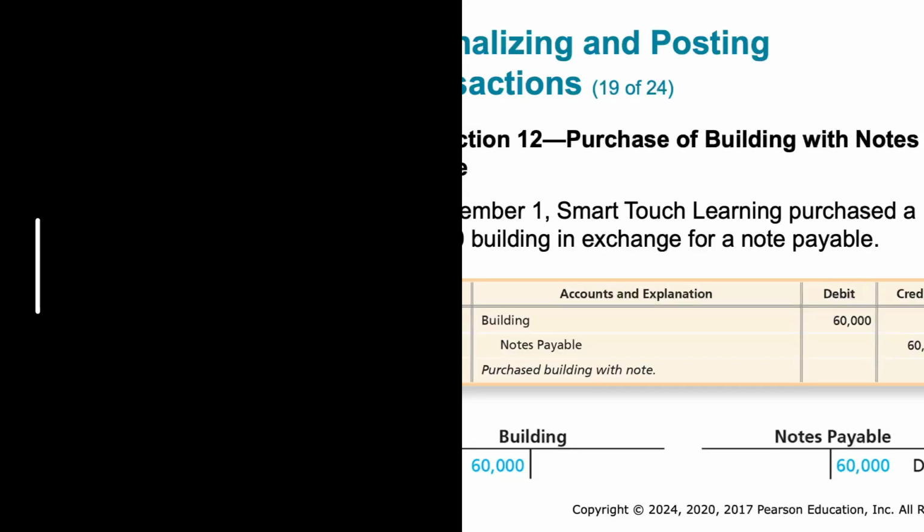On December 1st, Smart Touch Learning purchased a $60,000 building in exchange for a note payable. What accounts are we looking at here? We're looking at notes payable, right? We didn't pay it cash, right? And we're looking at a building. So building going up is an asset. That's going to be a debit. And notes payable going up is a liability that is increasing through a credit. So building is our debit. Notes payable is our credit, $60,000. Then we transfer those over to our ledger accounts. Building debit, notes payable credit.